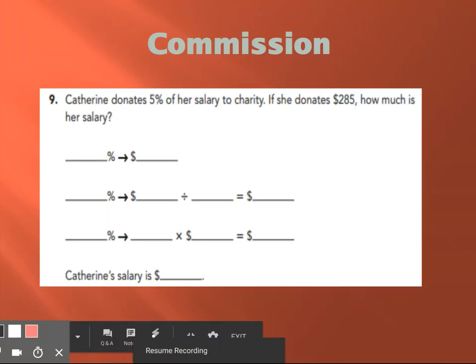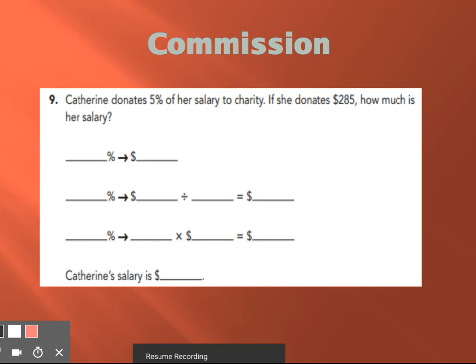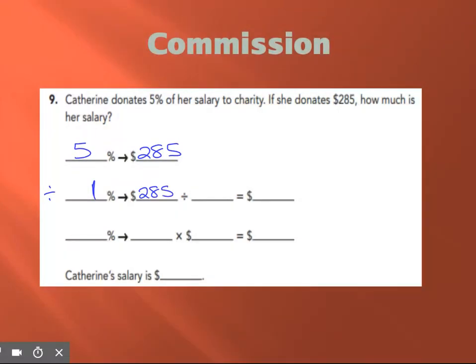All right, so here, Catherine donates 5% of her salary to charity, kind of like commission, but a donation. If she donates $285, how much is her salary? So they tell us 5% equals $285. So we want to find out, first we're going to do division to find out what 1% is. So we're just dividing that amount that she donated by that percent.